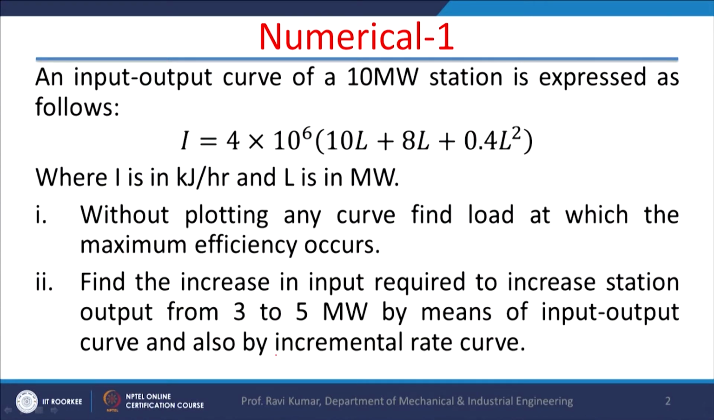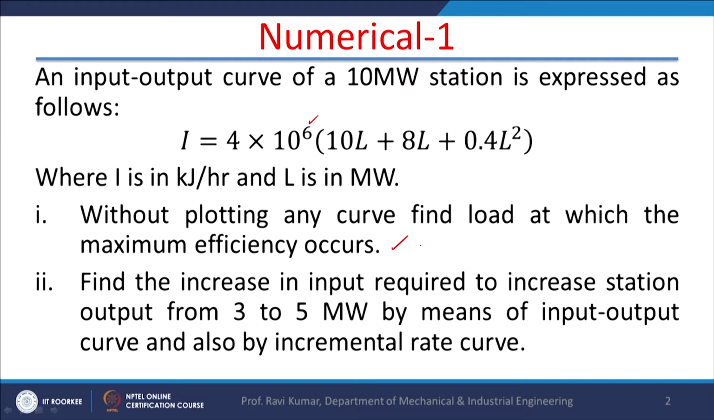The first problem is: the input-output curve of a 10 megawatt power station is expressed as follows: I is equal to 4 into 10 to power 6, 10 plus 8L plus 0.4 L square. Here L is the load in megawatts and input is in kilojoules per hour. Without plotting any curve, find the load at which the maximum efficiency occurs.